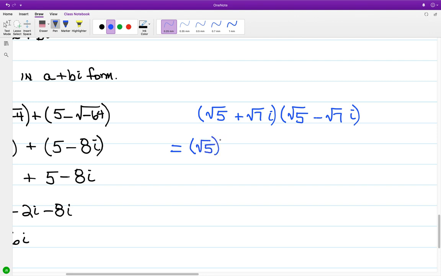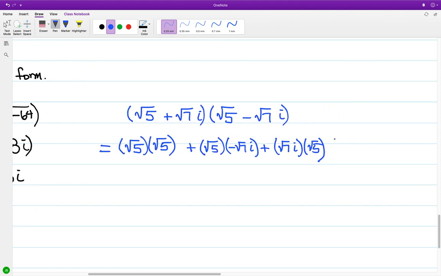So we have the square root of 5 times itself, that is going to be the first product. With the outside product, we have the square root of 5 times the negative of the square root of 7 times i. Then for the inside product, we have the square root of 7i times the square root of 5. And for the last product, we have the square root of 7i times the negative of the square root of 7 times i.